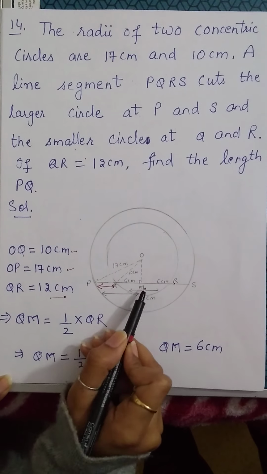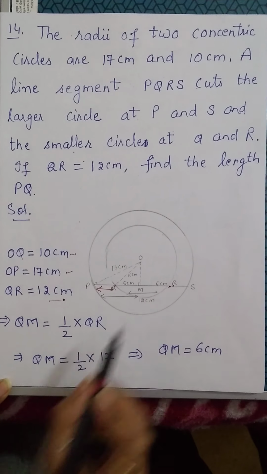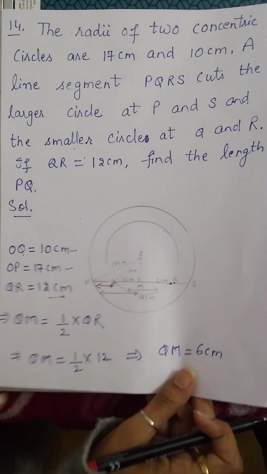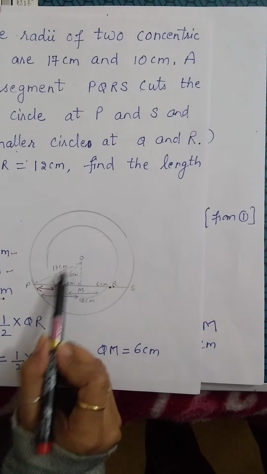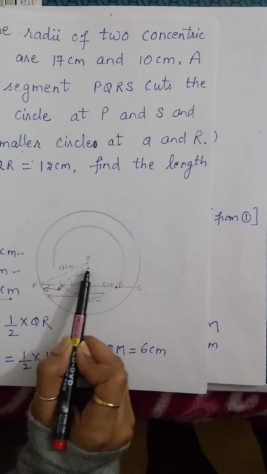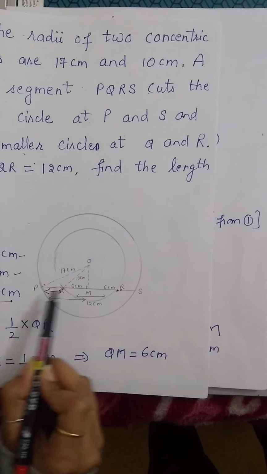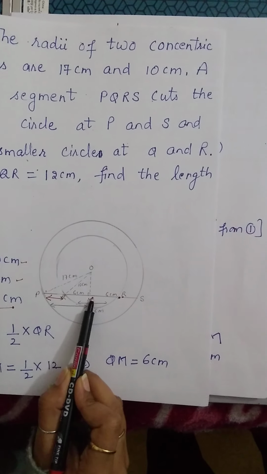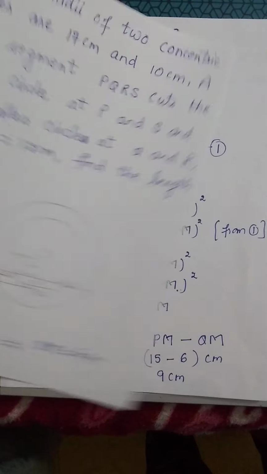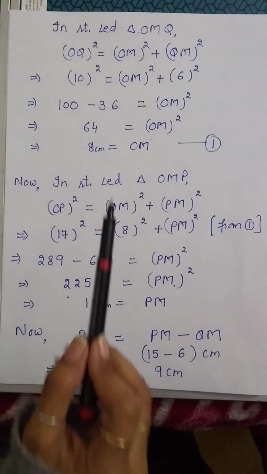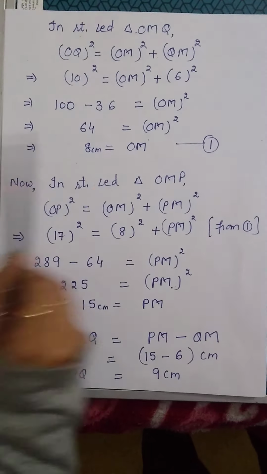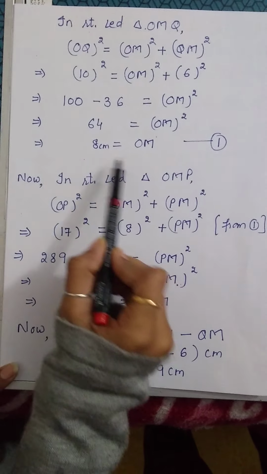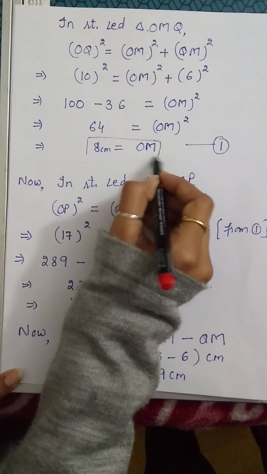We know QM will be equal to half of QR, that is QM is equal to half of 12. QM comes out to be 6 centimeter. Now we will take triangle OMP and right angle triangle OMQ. Using Pythagoras theorem, we can find PQ. First of all, triangle OMQ. OQ square is equal to OM square plus QM square. Substituting the values, we get OM is equal to 8 centimeter.